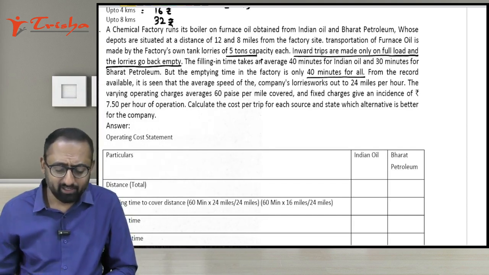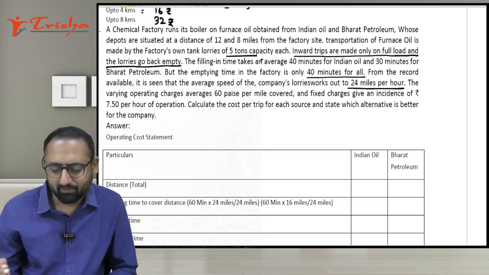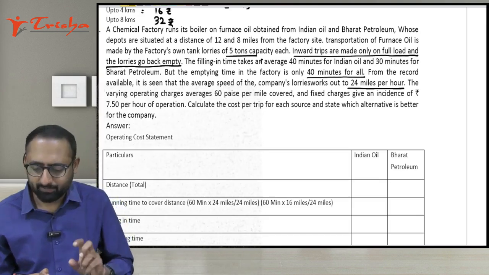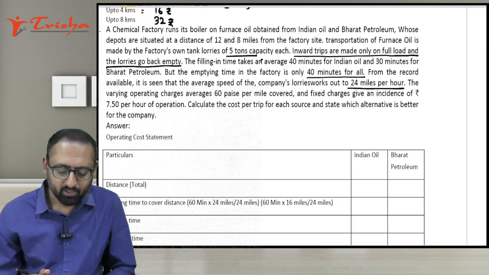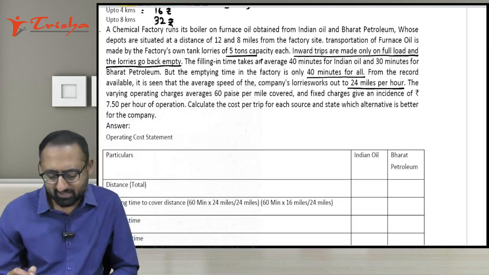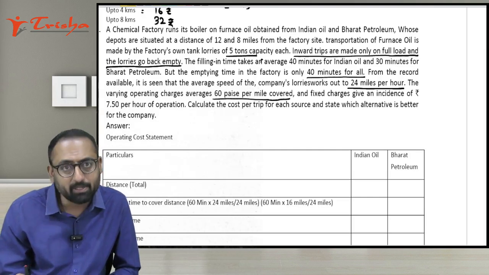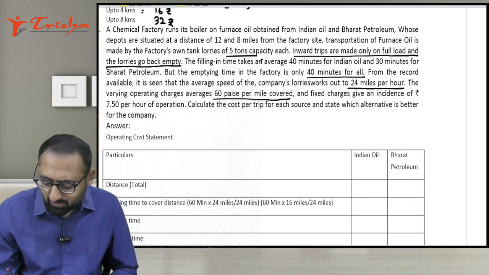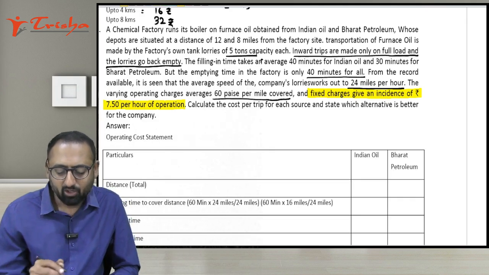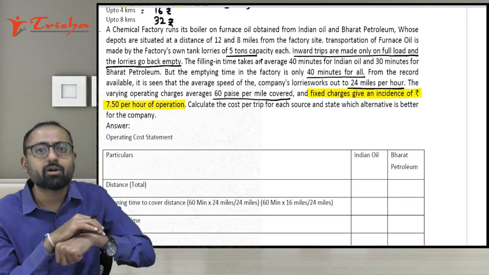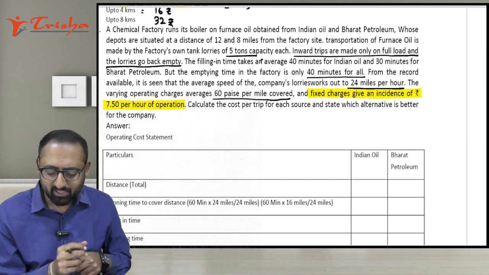From the record available, it has been seen that the average speed of the company's lorry will be 24 miles per hour. In 1 hour, it can travel only up to 24 miles. The variable operating charges average 60 paise per mile, okay, variable cost is 60 paise per mile covered. But a very important adjustment: fixed charges give an incidence of rupees 7.50 per hour of operation. Guys, fixed expenses are dependent on time. I hope this point is clear to every one of you.